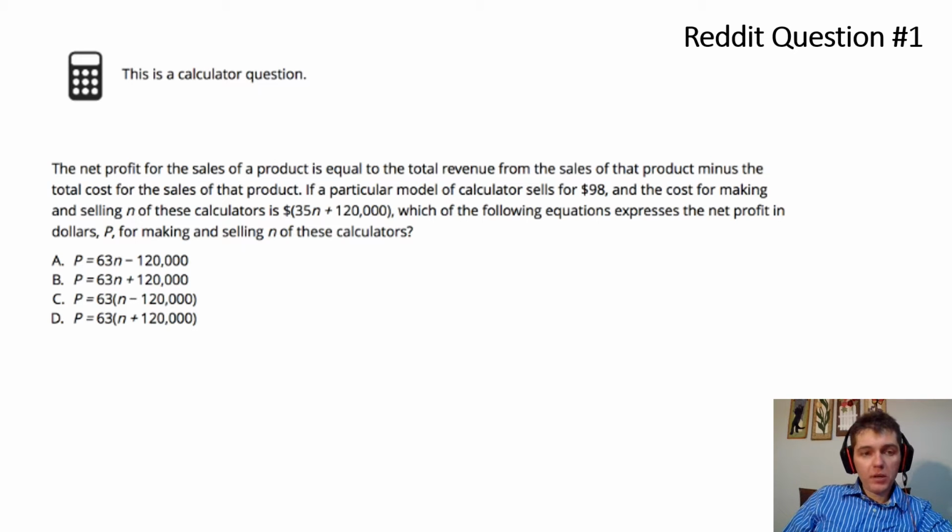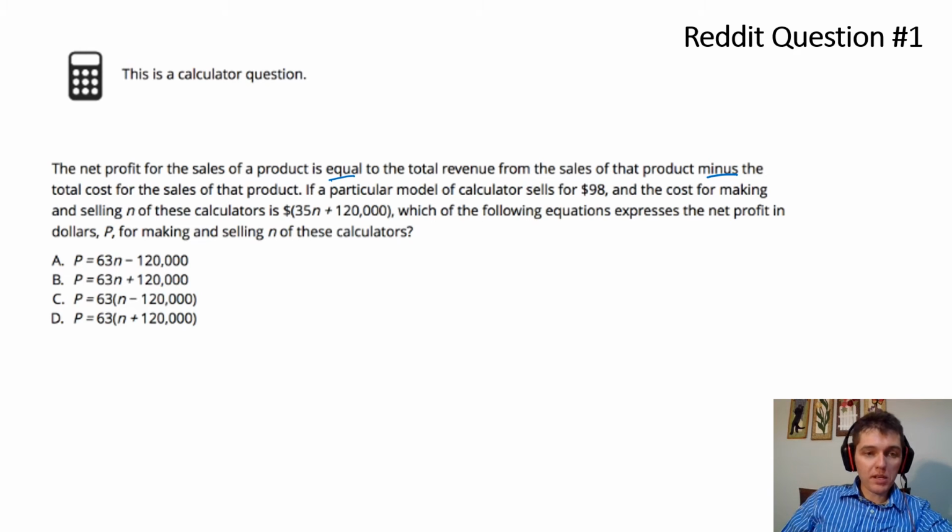Okay, we have here a pretty wordy problem. Let's read the entire first sentence to start with. The net profit for the sales of a product is equal to the total revenue from the sales of that product minus the total cost for the sales of that product. So they have "equal to" and "minus" here, so you can tell what they're doing with that sentence is telling you to set up an equation.